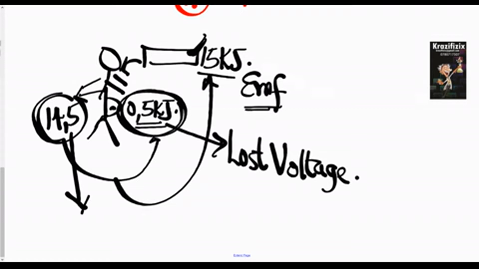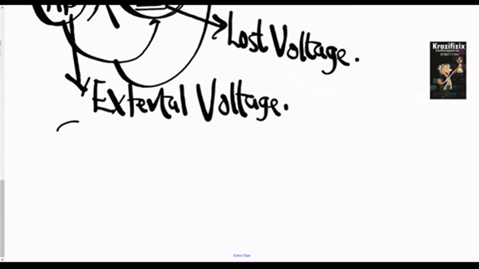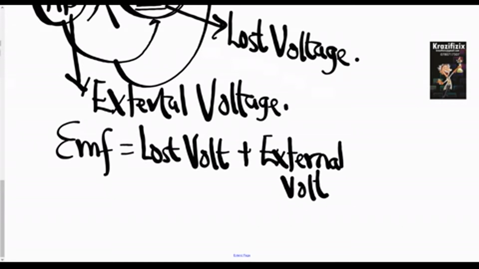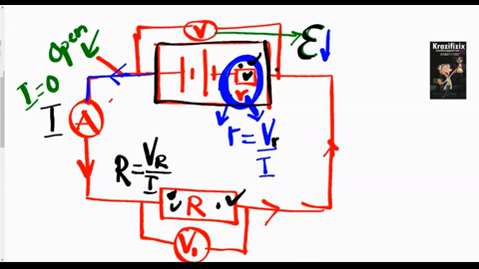While this is what the mother gets, we would call it the external voltage. We've got EMF divided into two, lost and external. From this, is it okay to now say that our EMF is equal to the lost volt plus our external volt? This is very crucial. EMF equals lost volt plus external volt. All right, let's go back to the diagram. That was just a crazy example there. So we've got our EMF, we've got our lost volt, all right, and then we've got our external here.